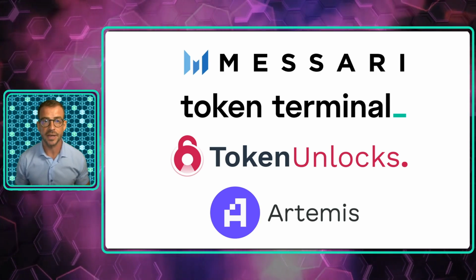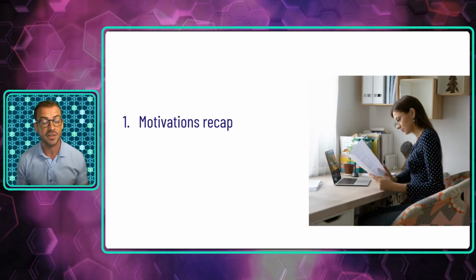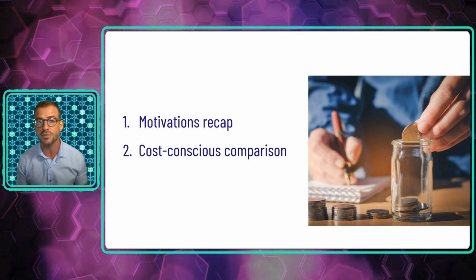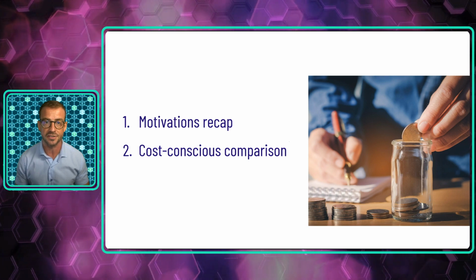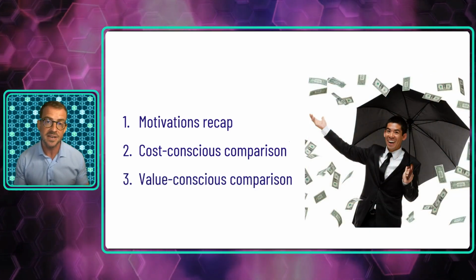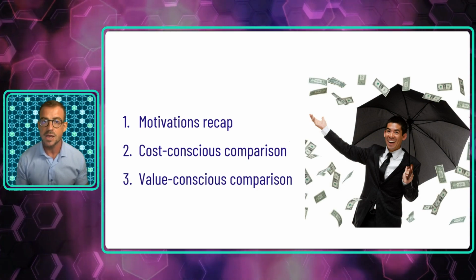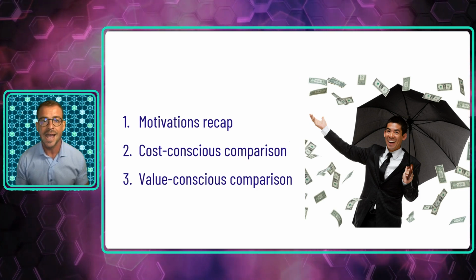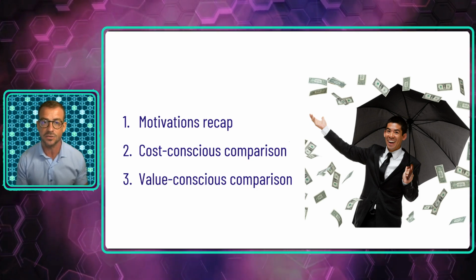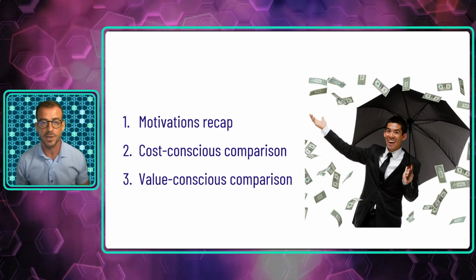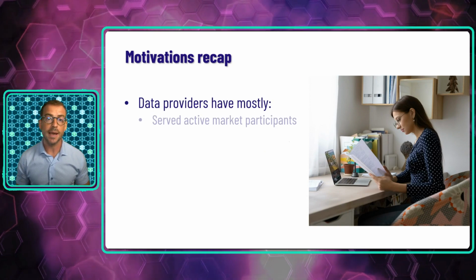Let's look at our agenda for today. We're going to begin with a short recap of our motivations, in case you're only just tuning into this last video of the series. Then we'll conduct a platform comparison from the point of view of someone who's highly cost-conscious, and then make another comparison from the point of view of someone who has enough budget to pay for anything and everything, but will only do that if it really returns value for their work as a data-led tokenomics analyst or engineer. I've provided timestamps to each of these sections in the description section below. Great, so motivations recap first.